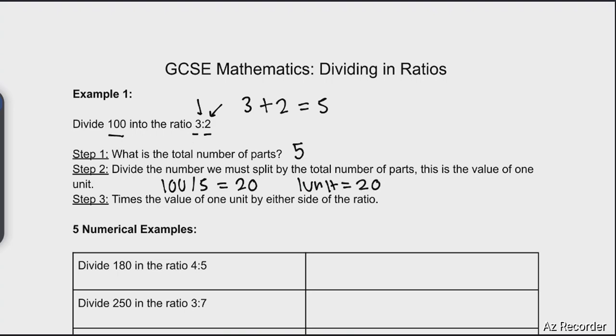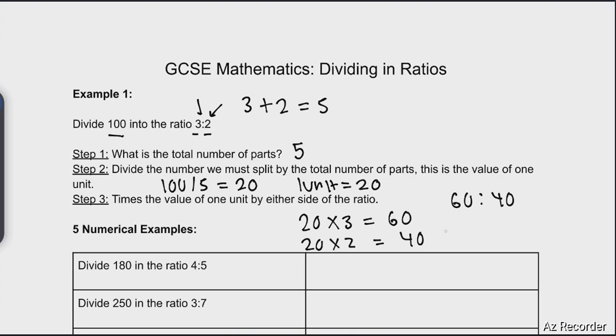And our final step is to times the value of 1 unit by either side of the ratio. So on the left-hand side, which requires us to fetch 3 units, if 1 unit is 20, we do 20 times 3 is equal to 60. And on the right-hand side of the ratio, we do 20 times 2 is equal to 40. So by dividing 100 into the ratio of 3:2, that's equivalent to 60:40.